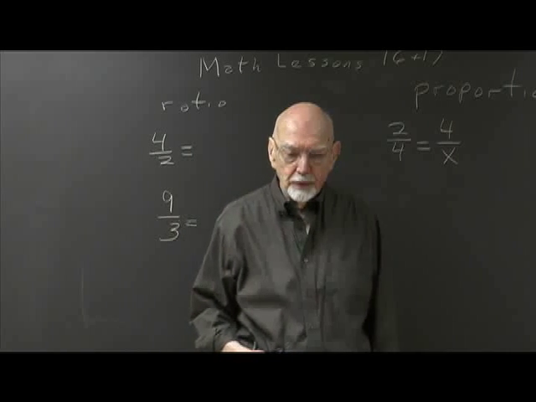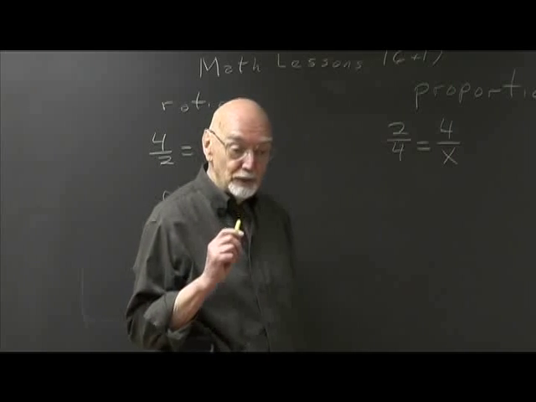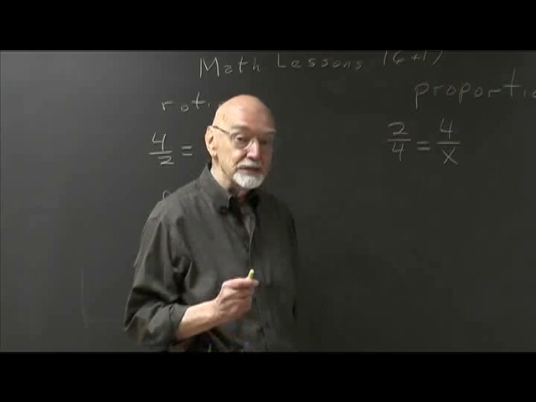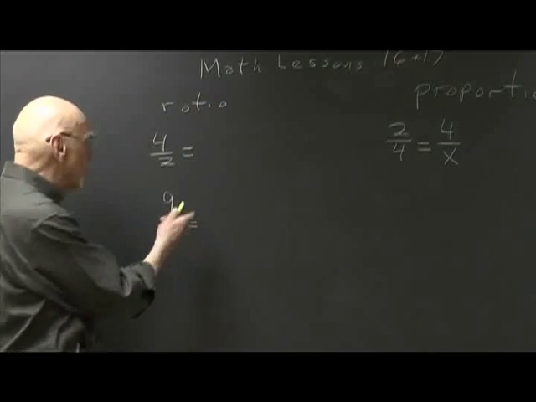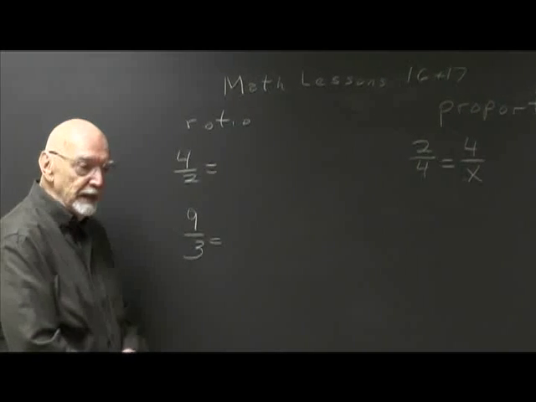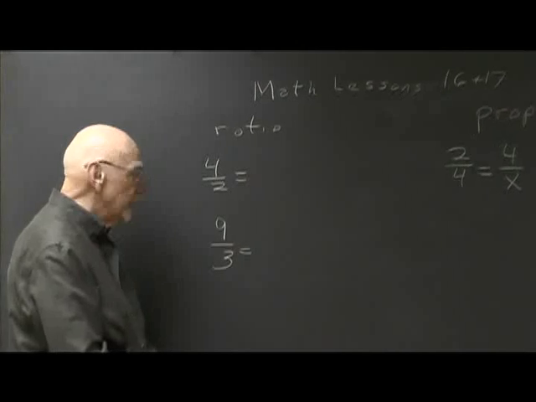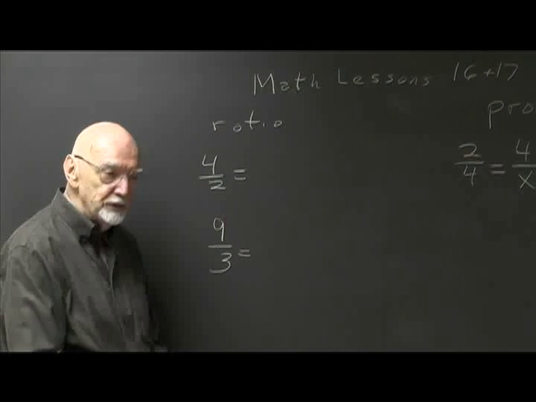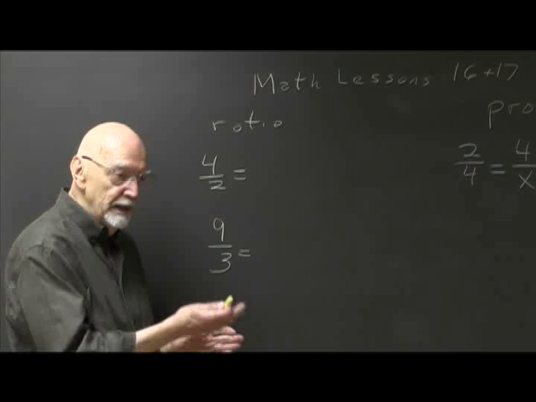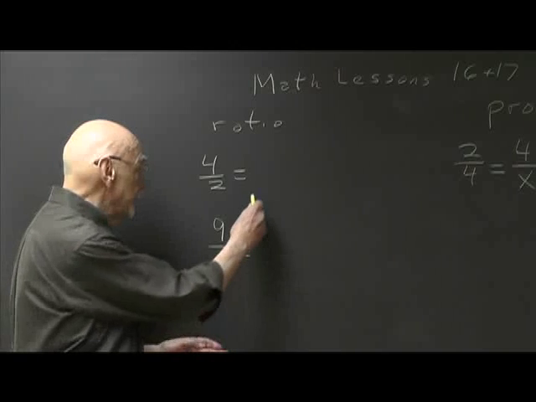So we put one over the other, but although it looks like a fraction, it's definitely not a fraction. So here's 4/2 equals what? Now, if that were a fraction, we could reduce it down to the whole number 2. We can't do that because it's a ratio and we have to maintain the top number and the bottom number because it's not a fraction.